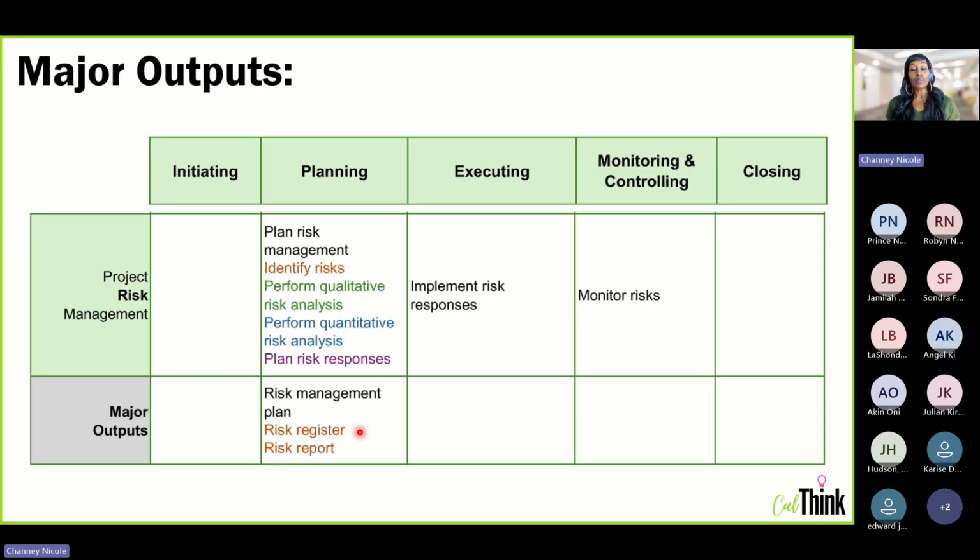Okay. The risk register is an uncontrolled document, meaning that it can be updated at any time as needed throughout the project. Okay, it doesn't need to go through a formal change request process or anything like that. It can be updated by anyone on the team as soon as a new risk is identified. And then you'll notice that perform qualitative risk analysis, perform quantitative risk analysis, and plan risk responses don't have any outputs. Okay, there's only 3 that you need to know for risk.